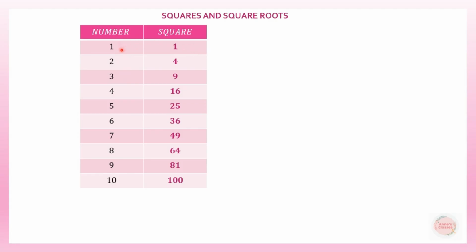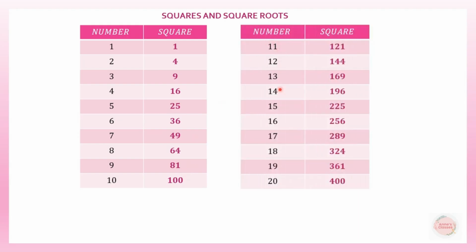So 1 into 1, 1 ones are 1. Multiply a number by itself and the answer you get is a square. 2 twos are 4, 3 threes are 9, 4 fours are 16, 5 fives are 25 and so on. Here we have numbers from 1 to 10 and their squares. In the next table we have numbers from 11 to 20 and their squares.